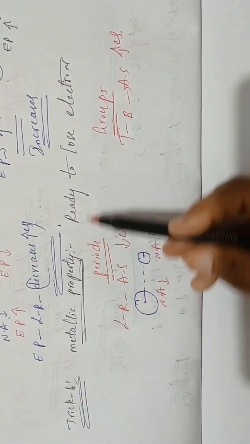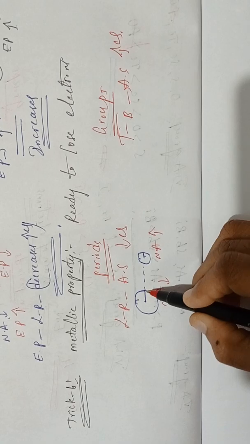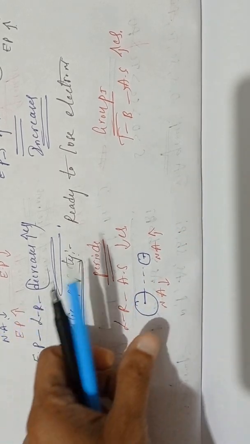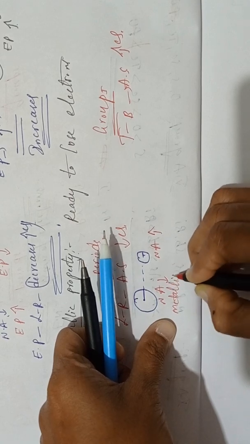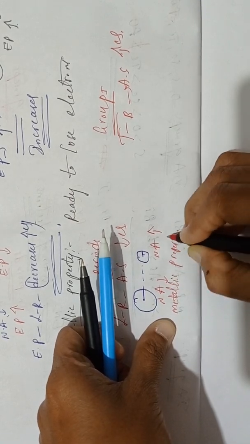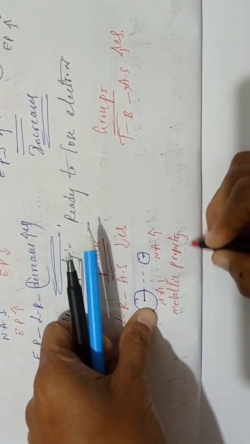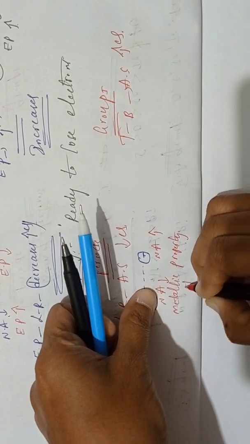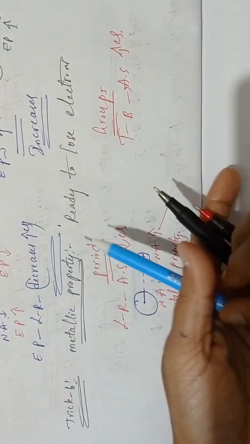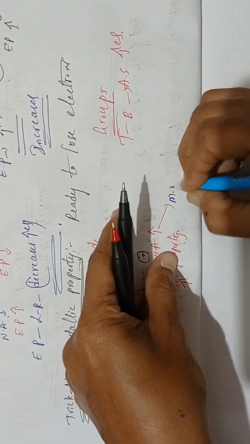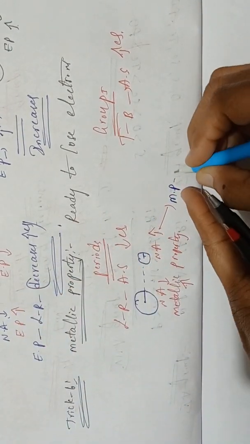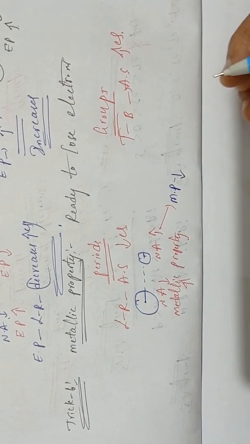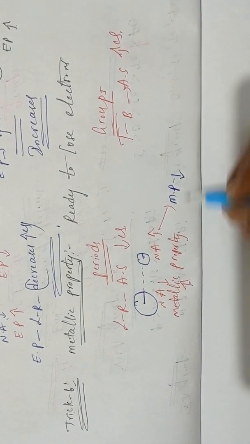Then here what is metallic property? Ready to lose electron. It is ready to lose electron because attractions are less. So that's a metallic property. Here it is more. Here attractions are more, so it is not ready to lose electron. So metallic property decreases. Okay. That means here increase, here decrease.